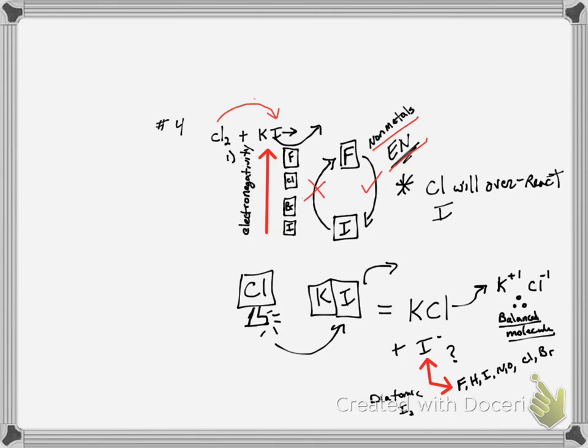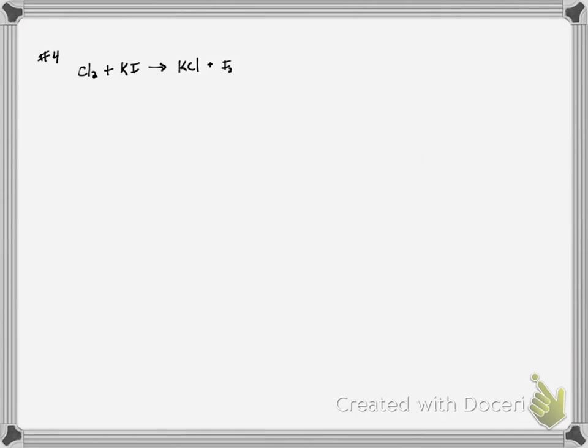Therefore I2 will be one product, and then KCl will be another product. So we rewrite our entire equation, Cl2 plus KI yields KCl plus I2, and now we have to just balance the final equation.